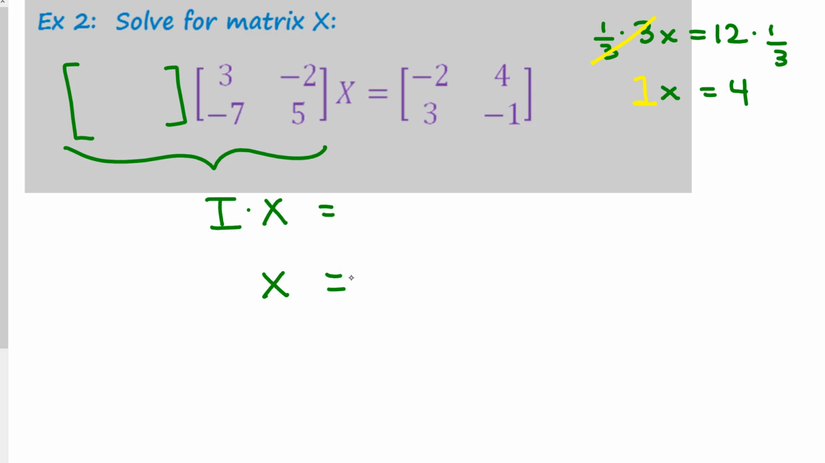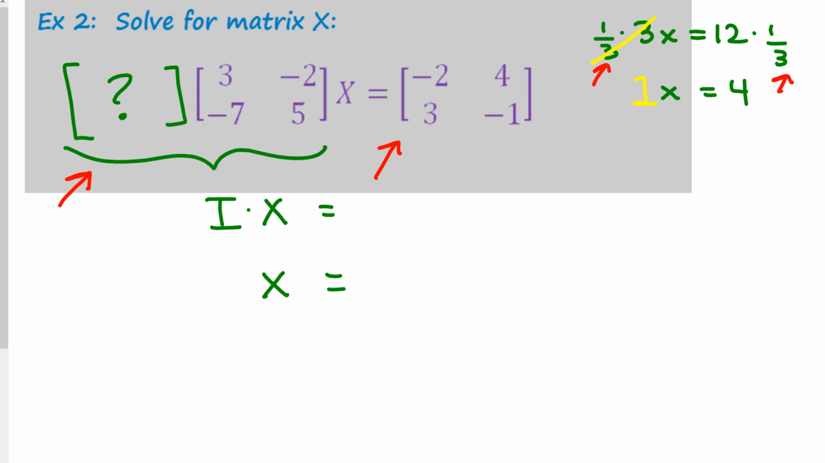So this is the plan. Figure out what to multiply by so that you just get the identity. You know what? We know what that is. That would be the inverse. Now, of course, you can't just multiply one side of the equation by that without multiplying the other side of the equation by that. Just like over here, I multiplied both sides by 1/3.